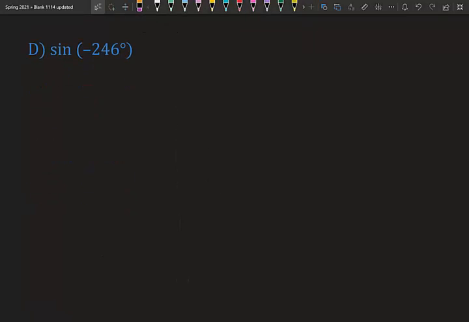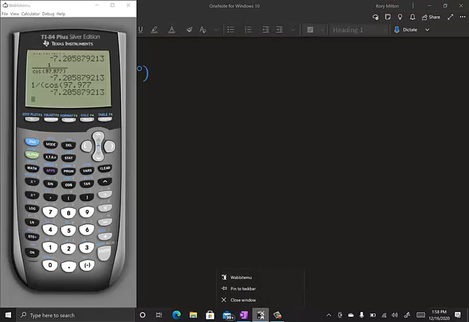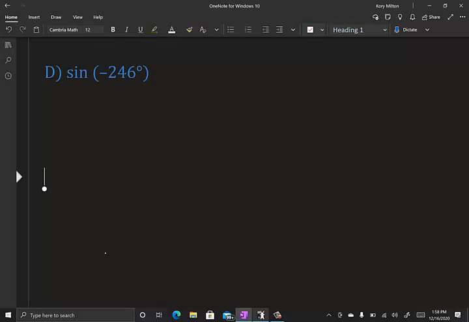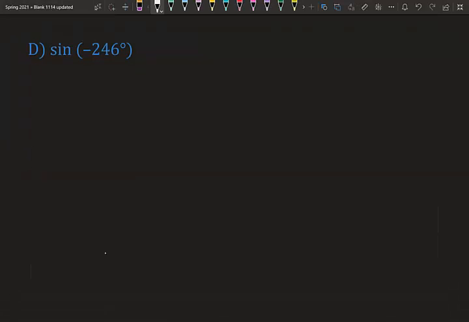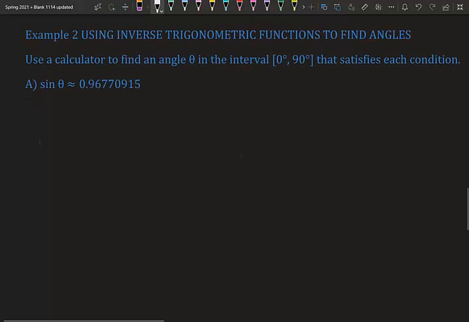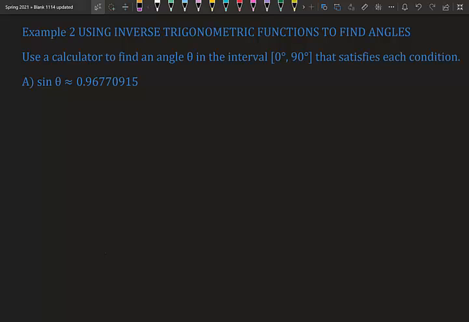We have sine of negative 246 degrees. There's nothing special we need to do there. It's sine. We have that on your calculator. But you're like, it's negative. Doesn't matter. Okay, so sine of negative 246. That's it. Done. So sine of negative 246 degrees is approximately 0.913545546.